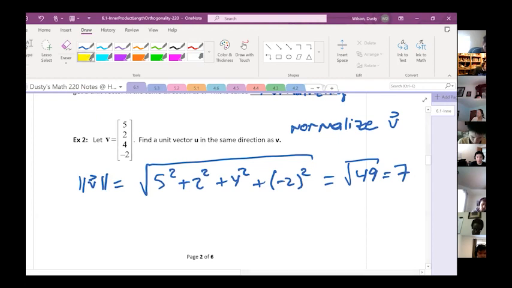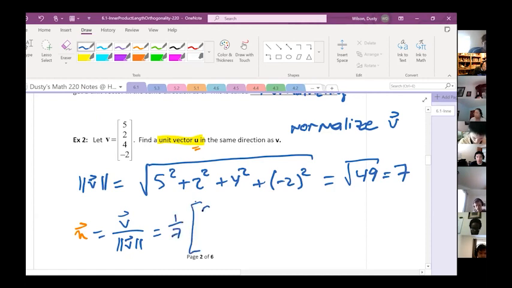And so we're looking for a unit vector u. And so our unit vector u will be v divided by the magnitude of v, or I'm just going to put the 1 over 7 out front. (5, 2, 4, -2).